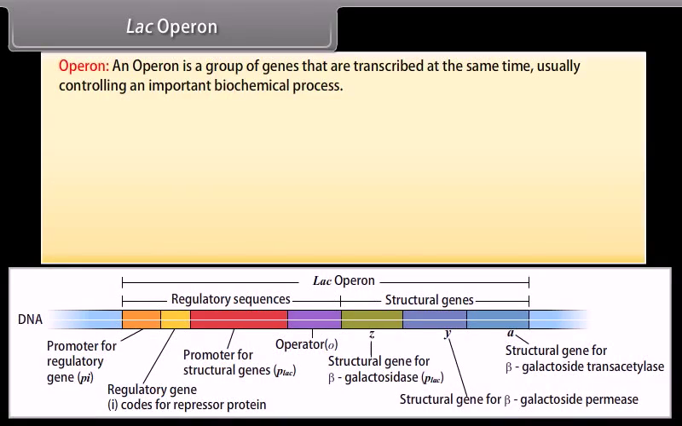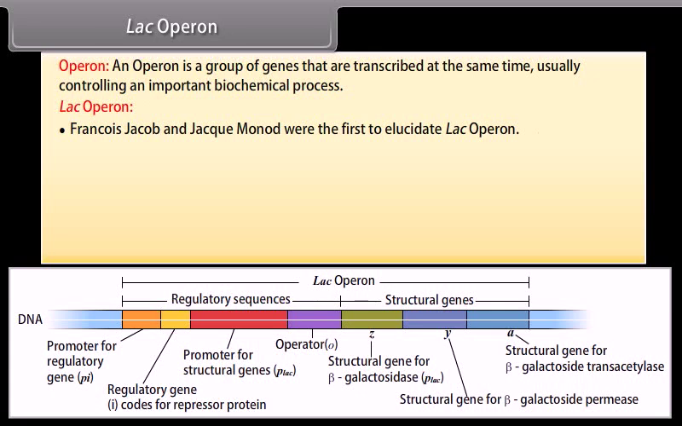Lac operon. An operon is a group of genes that are transcribed at the same time, usually controlling an important biochemical process. Francois Jacob and Jacques Monod were the first to elucidate the lac operon. It is the operon which controls lactose metabolism.